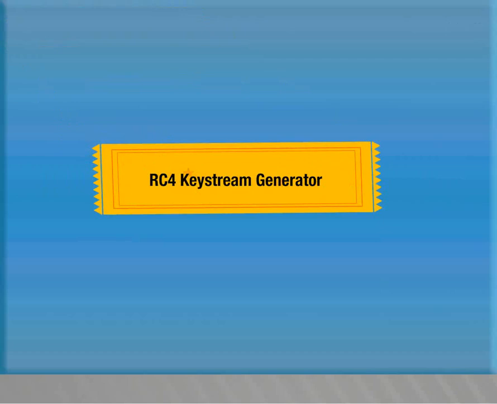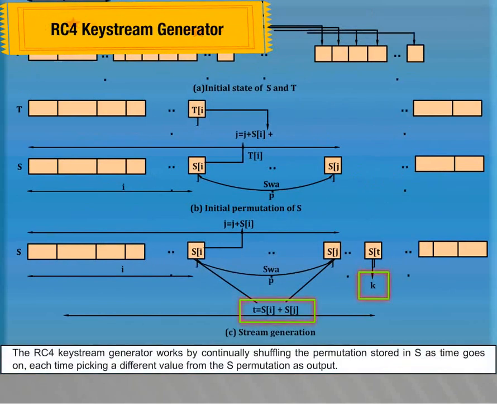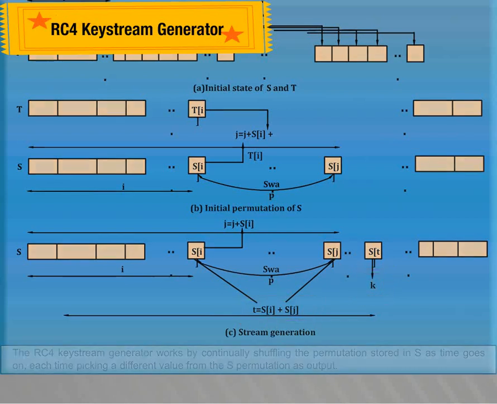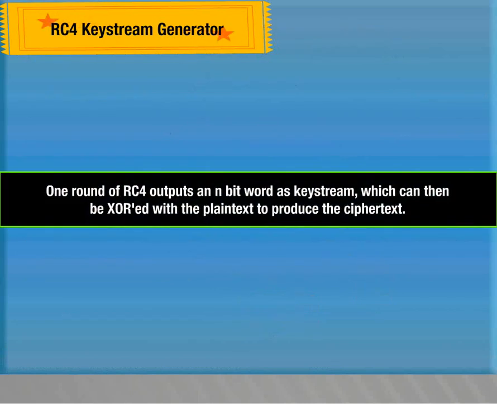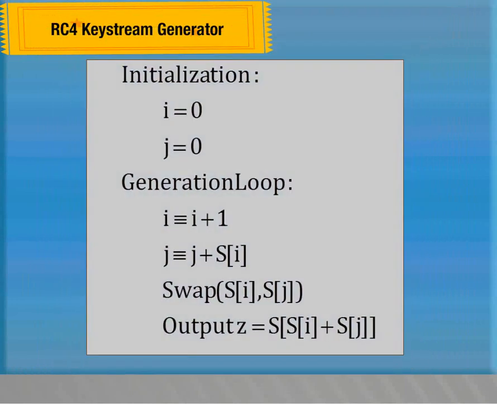RC4 keystream generator. The RC4 keystream generator works by continually shuffling the permutation stored in S as time goes on, each time picking a different value from the S permutation as output. One round of RC4 outputs an n-bit word as keystream, which can then be XORed with the plaintext to produce the ciphertext. Initialization, generation loop, RC4 encryption or decryption.